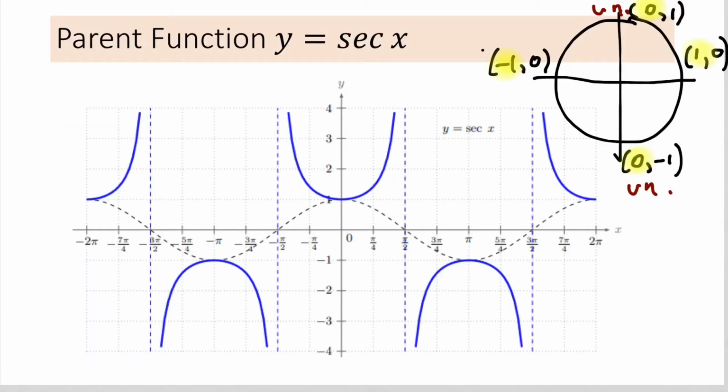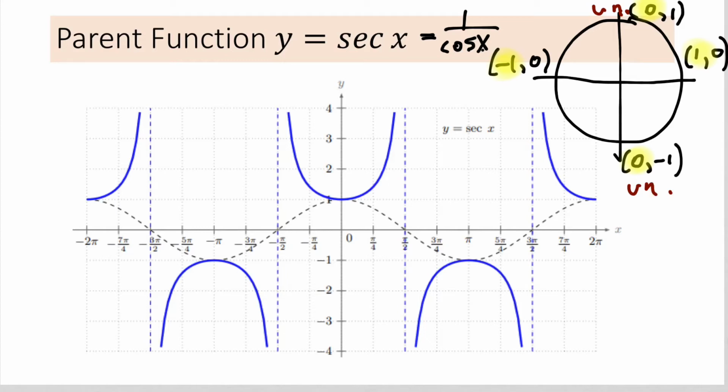So now let's talk about the parent function of the secant. So y is equal to the secant of x. So the secant is equal to 1 over the cosine of x.